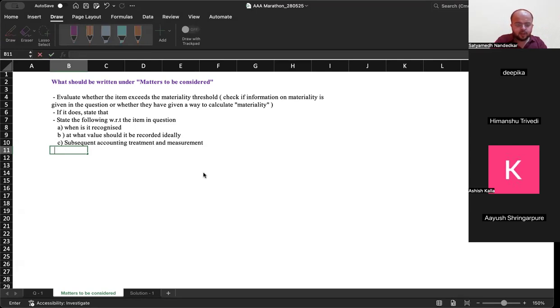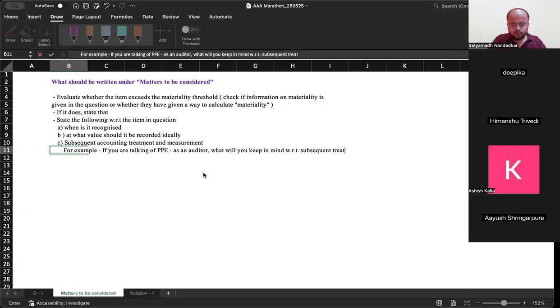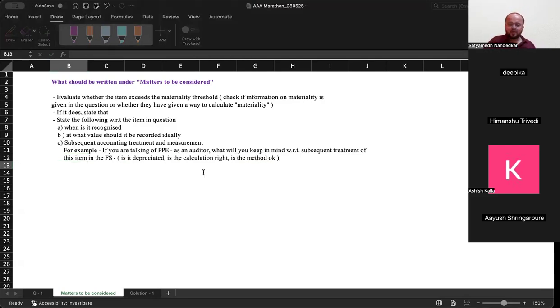Let me give you an example. For example, if you are talking of PPE, as an auditor what will you keep in mind with respect to subsequent treatment of this item in the financial statements? That is, is it depreciated? Is the calculation right? Is the method okay? Something on these lines basically. This will come in your matters to be considered again. And also mention that any issue that you create with respect to this would ultimately lead to.